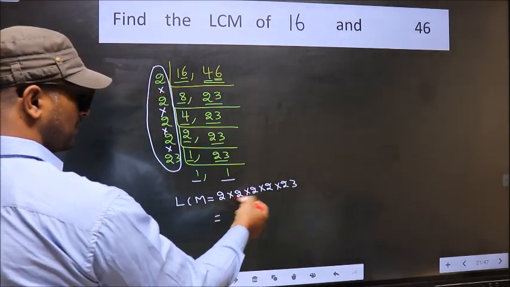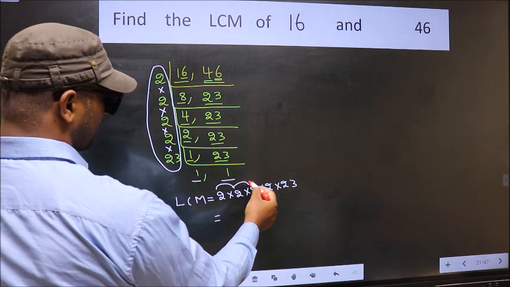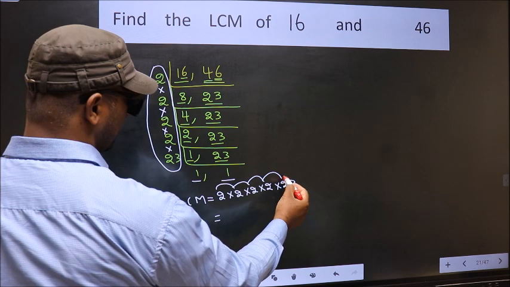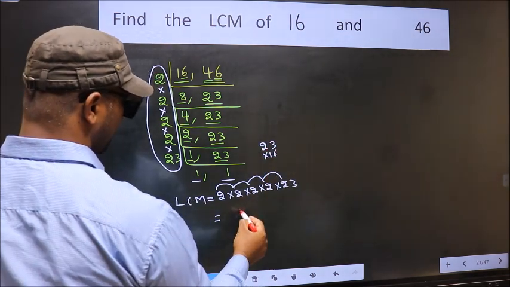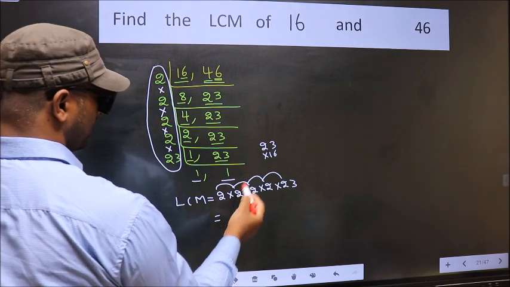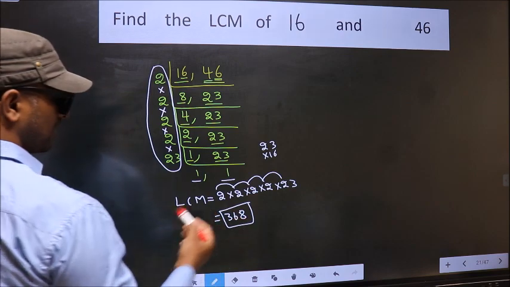So let us multiply these numbers. 2 into 2, 4, into 2, 8, into 2, 16, into 23. 16 into 3, 48, 8, 4, 16 into 2 is 32 plus 4, 36. So 368 is our LCM.